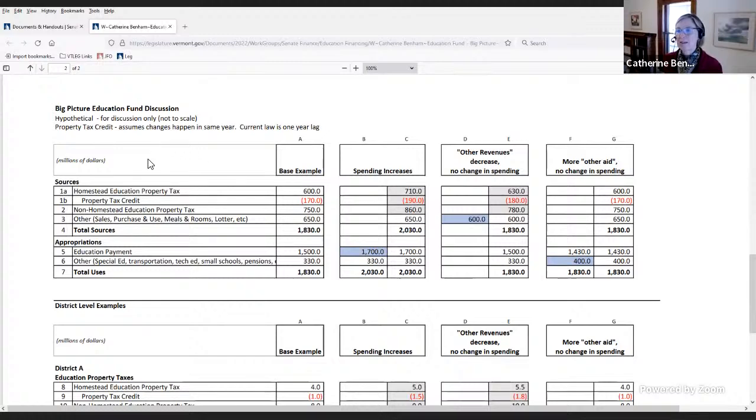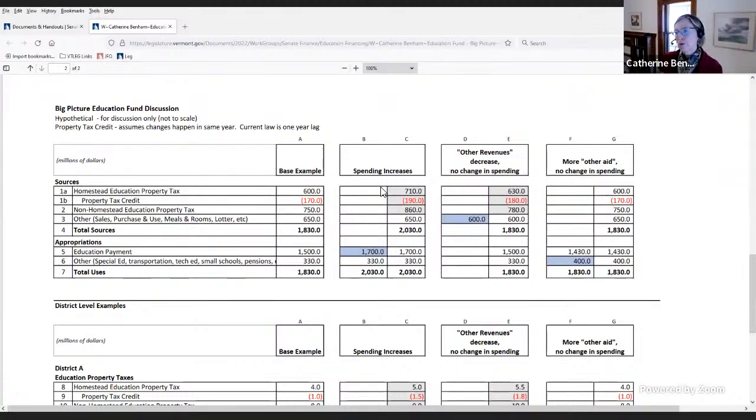And in this basic example, we've got 600 million coming from the homestead property tax, 170 in the property tax credit, 750 in the non-homestead property tax. And then I lumped all of the other revenues in one line, which includes sales, purchase and use, meals, rooms, lottery, for a total of sources of 1.8 billion, sorry, with a B. And then on the appropriations, there's the education payment and then the other. And the other is special ed, transportation, tech ed, pensions. It's just everything else. And again, that equals 1.8 billion. And I would remind you that this is a hypothetical because never in a real year does the revenue exactly equal the spending. But this is the concept of how things balance out.